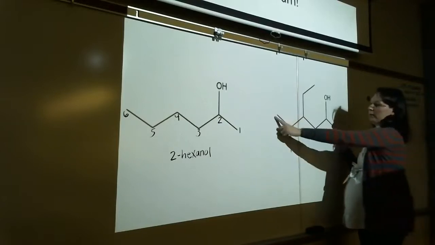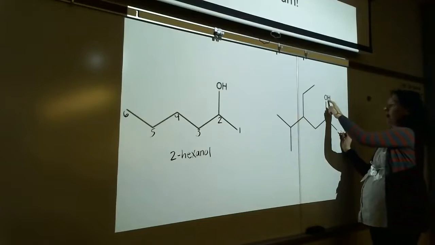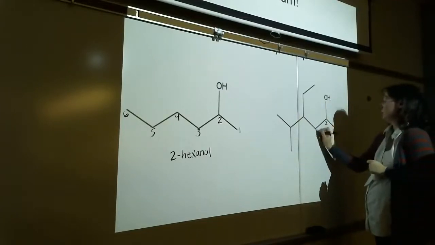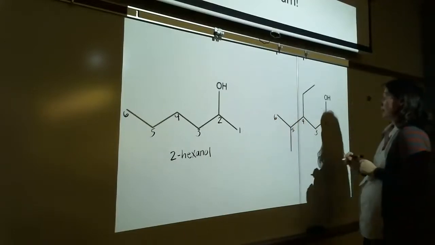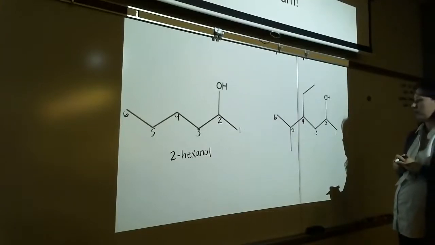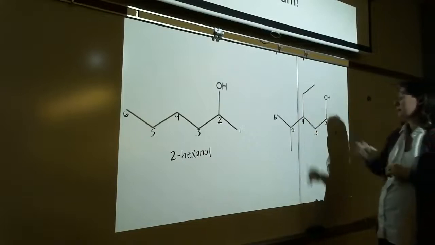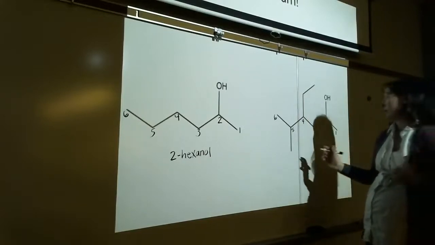Why am I not numbering from here? Because the alcohol takes priority over this methyl group. Good. So 1, 2, 3, 4, 5, 6. And now we just need to do all of our substituents. So this is a methyl group. This is a what group? Ethyl group, right? So we have to go alphabetically. So what's the name here?